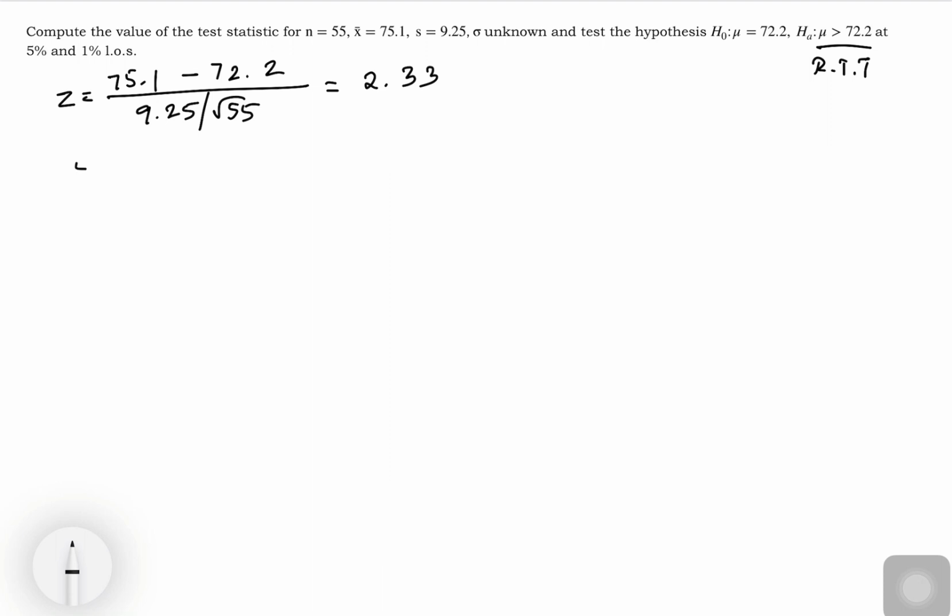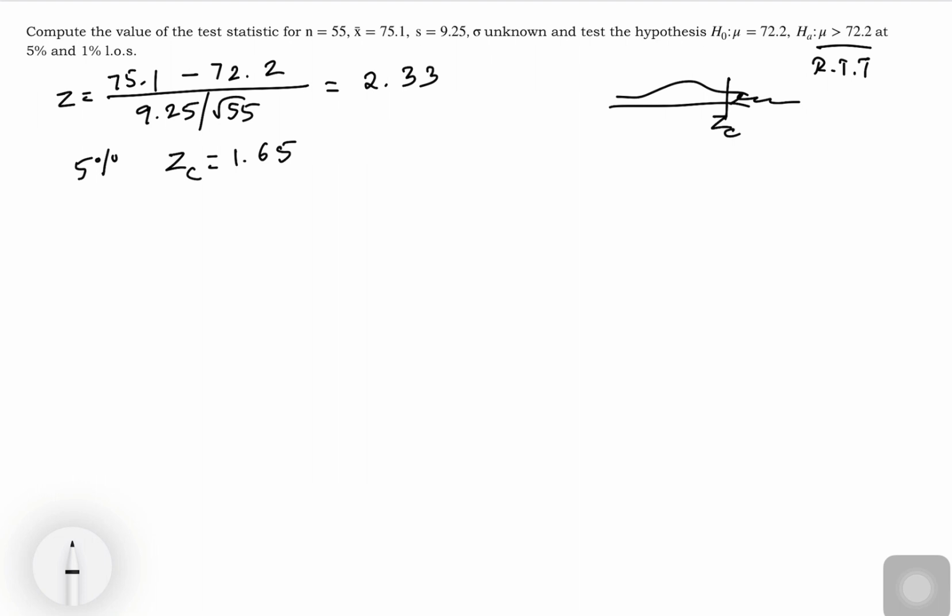At 5% level of significance, ZC is equal to 1.65. So here the rejection criterion is, for a right tail test, anything greater than or equal to ZC should be rejected.